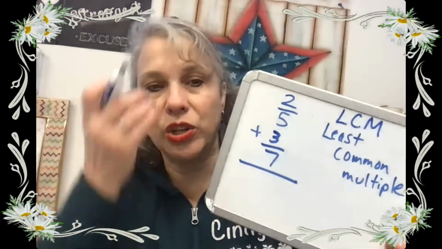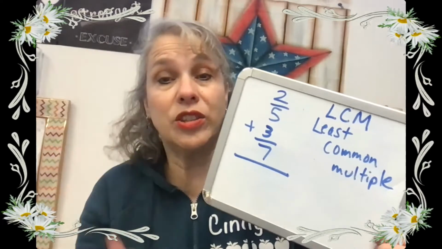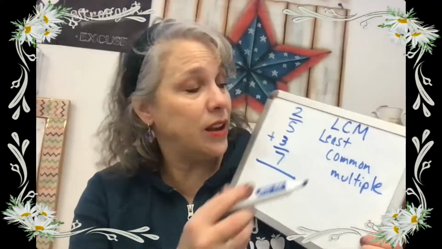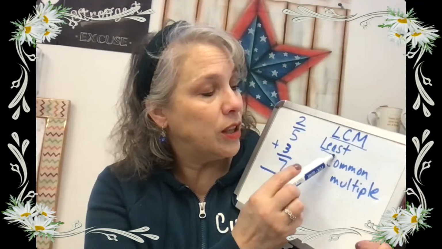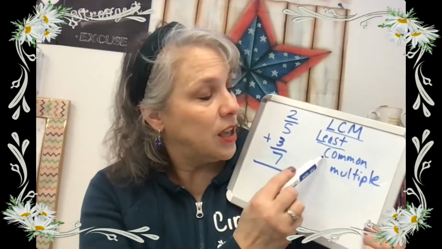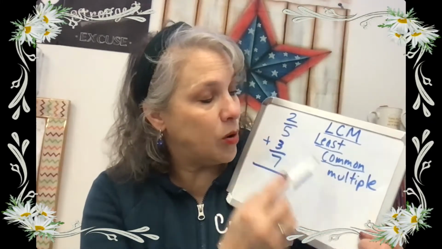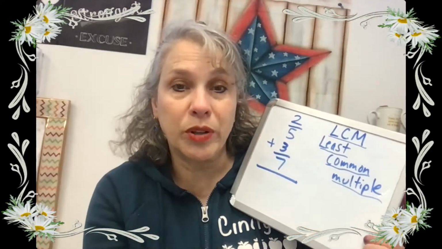What that means is that you're going to find the smallest number that both of the denominators go into. There's a couple ways you can do that, but this is called the least common multiple. Smallest, common, it's common to both, and it's a multiple. So, the least common multiple.